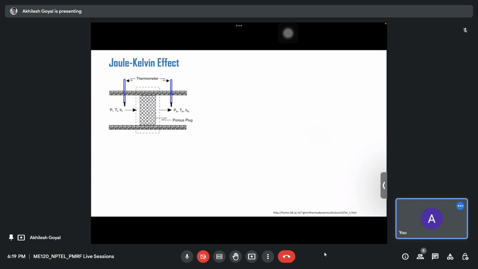That can be understood with the help of the Joule-Kelvin effect. In this first figure, you can see a porous plug that works like a capillary or expansion valve. The pressure, temperature, and enthalpy are on one side, and the pressure, temperature, and enthalpy on the other side. We can measure the temperature and pressure. This was an experiment, and the results of this experiment are shown in this graph.